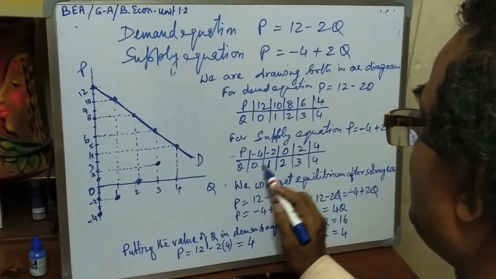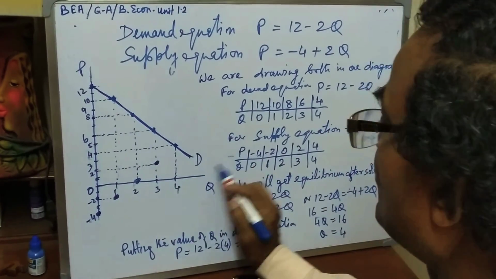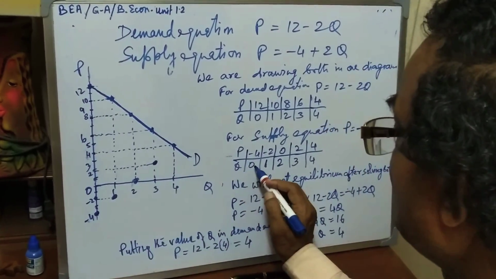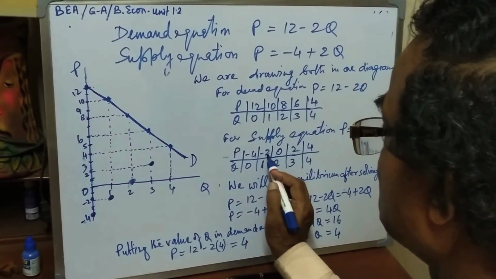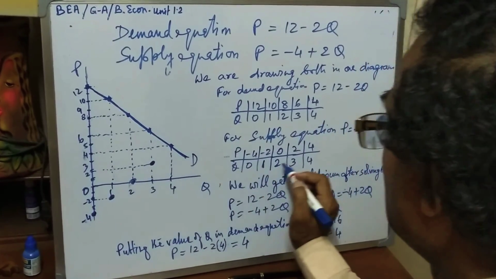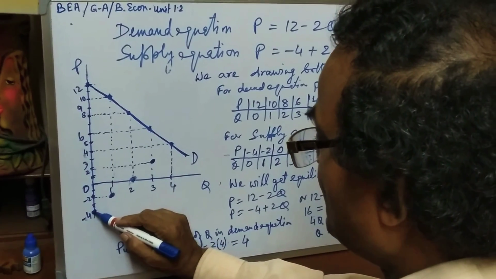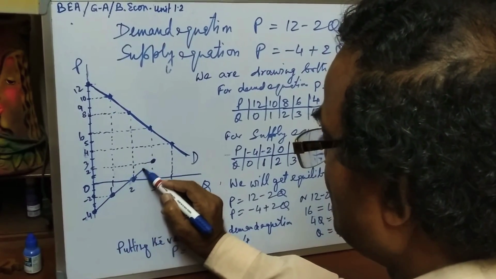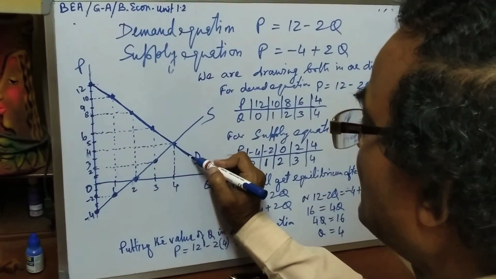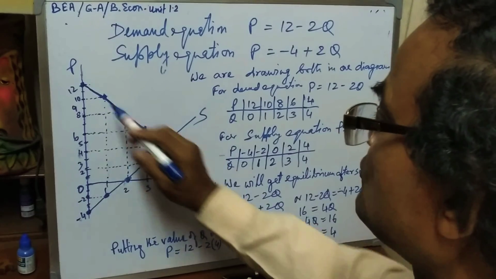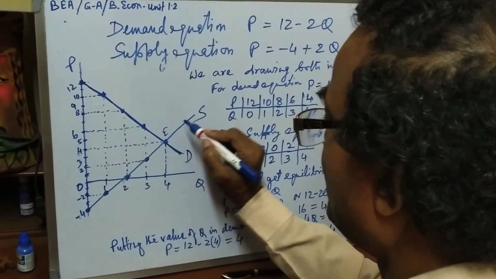Again, for the supply equation, from the chart, we can also draw the supply curve. When Q equal to 0, then P will be minus 4. When Q equal to 1, it will be minus 2. Then when it is 2, it will be 0 and onwards. If we connect these points, we will also get a curve, and this is the supply curve. So the slope of the supply curve is positive and the slope of the demand curve is negative. Both intersect at this point. This is the equilibrium point.